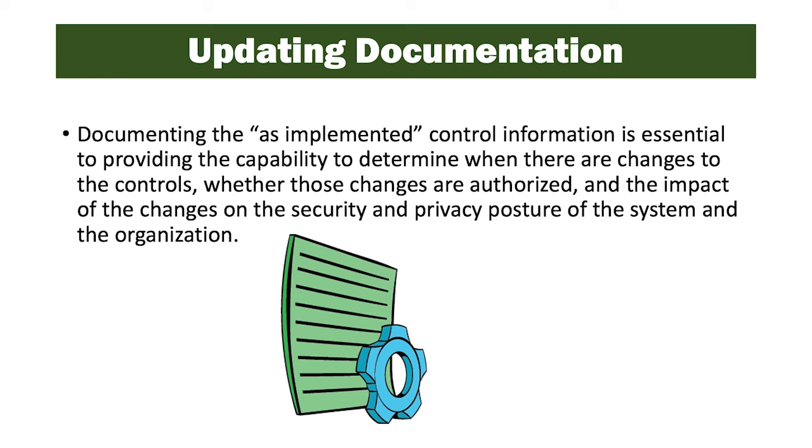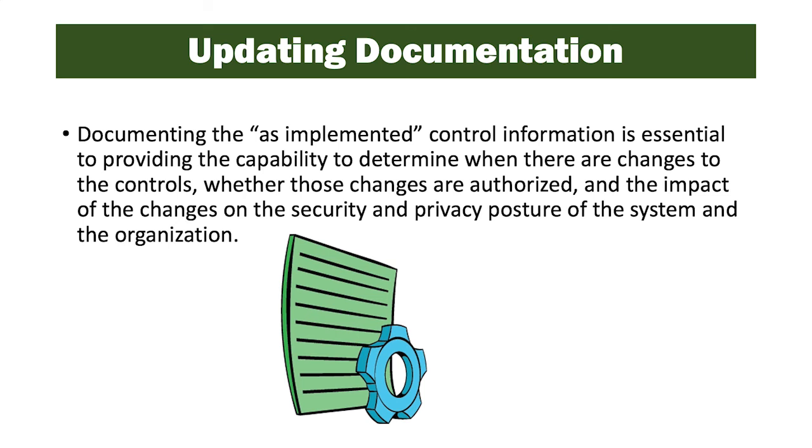Documenting the as implemented control information is essential to providing the capability to determine when there are changes to the controls, whether those changes are authorized, and the impact of the changes on the security and privacy posture of the system and the organization. So we want to make sure that the documentation we have on the information system matches the way that each and every one of our controls are actually implemented.